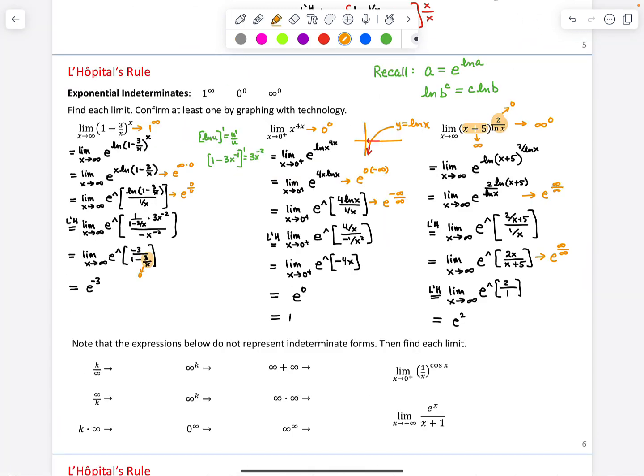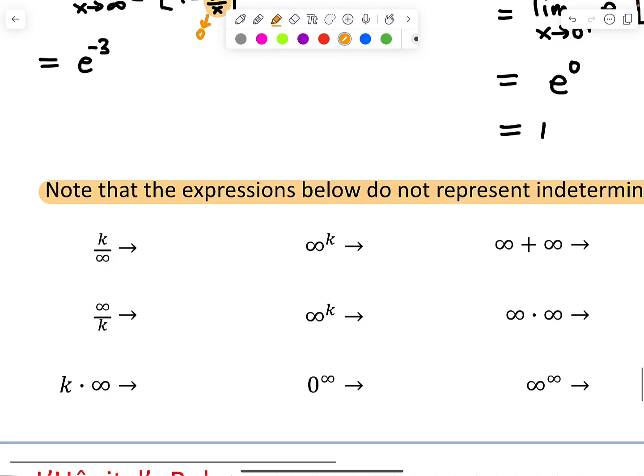Okay, now when trying to identify indeterminates, you have to be cautious because note that the expressions below do not represent indeterminate forms. Then find each limit. If you have any constant k, where k is any real number, divided by infinity, this will approach 0. If you have infinity divided by any constant, this will be plus or minus infinity, depending on the sign of k. If k is -2, for example, then this will approach negative infinity.